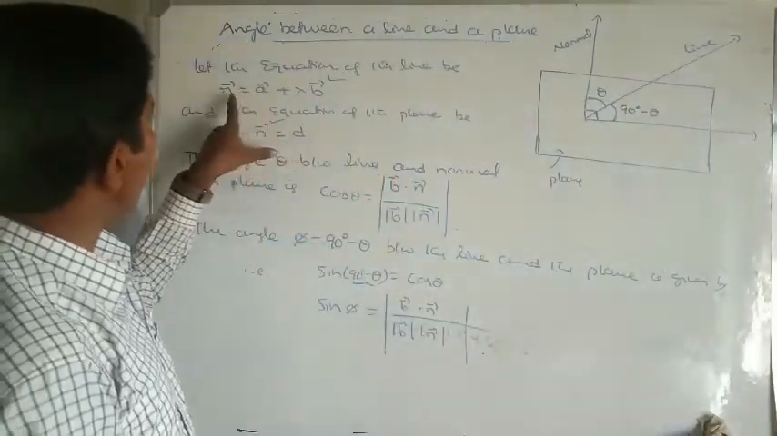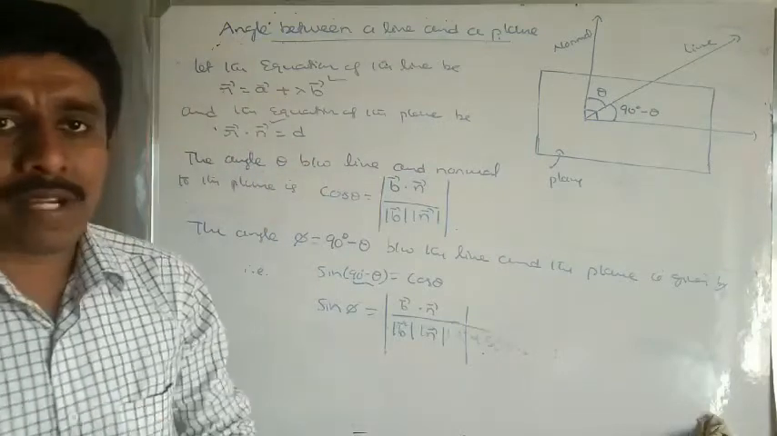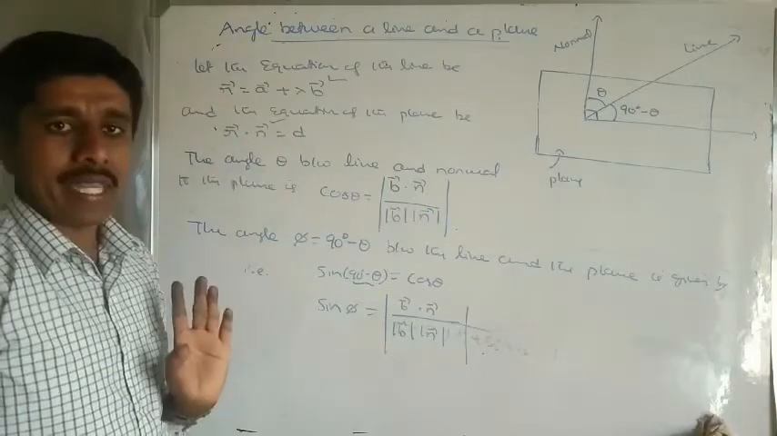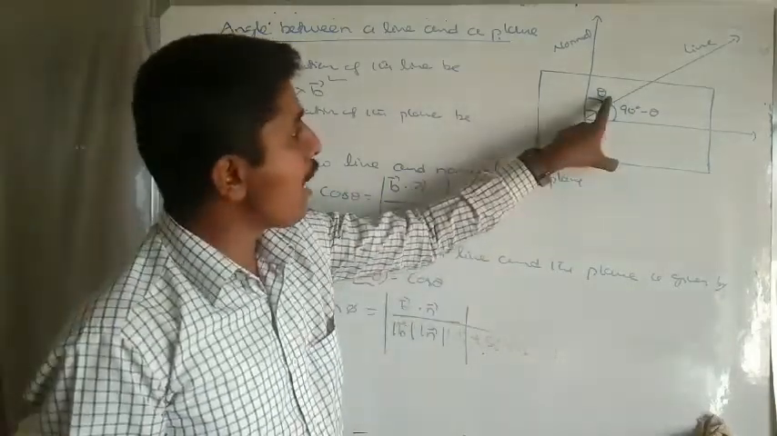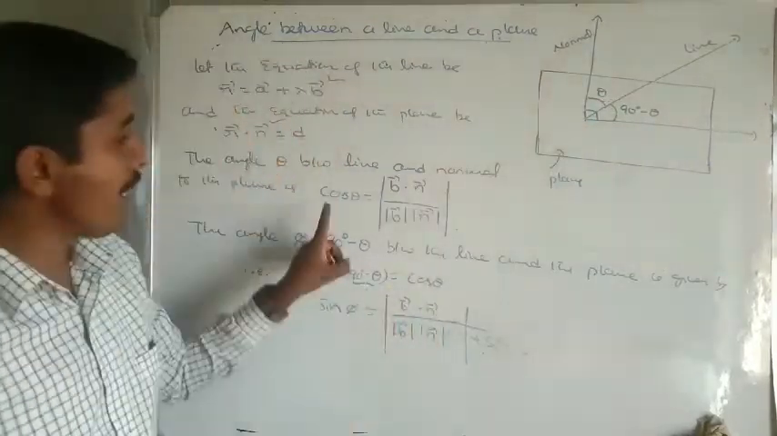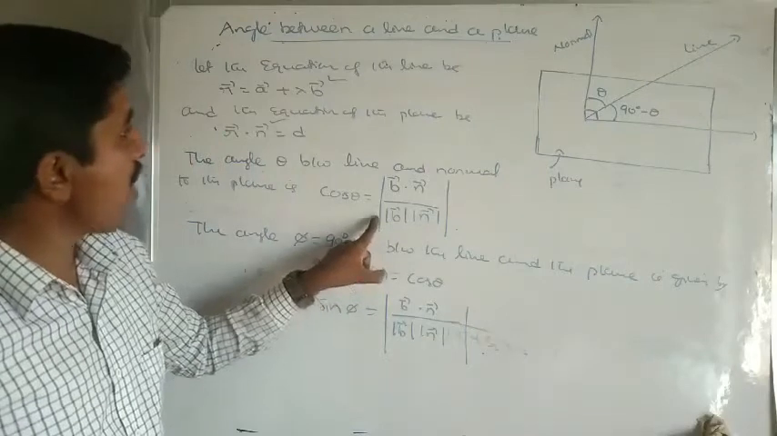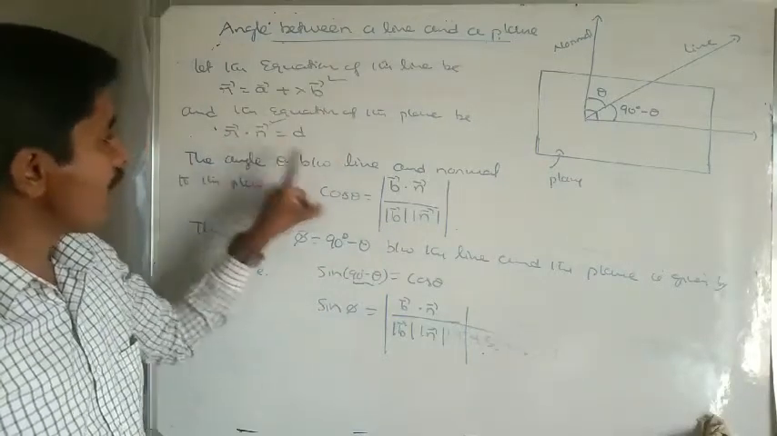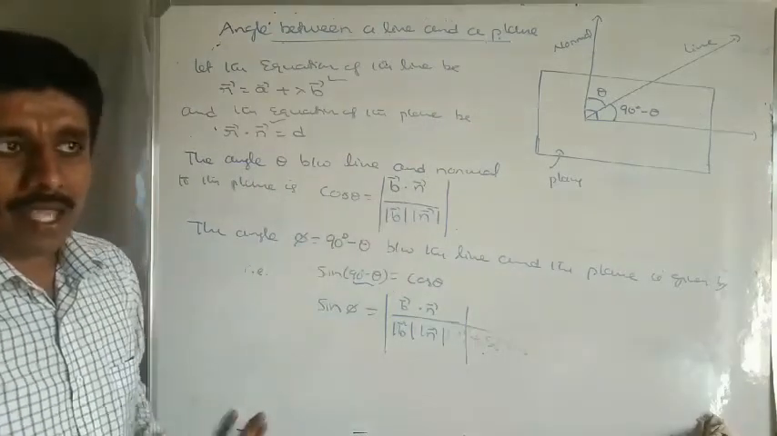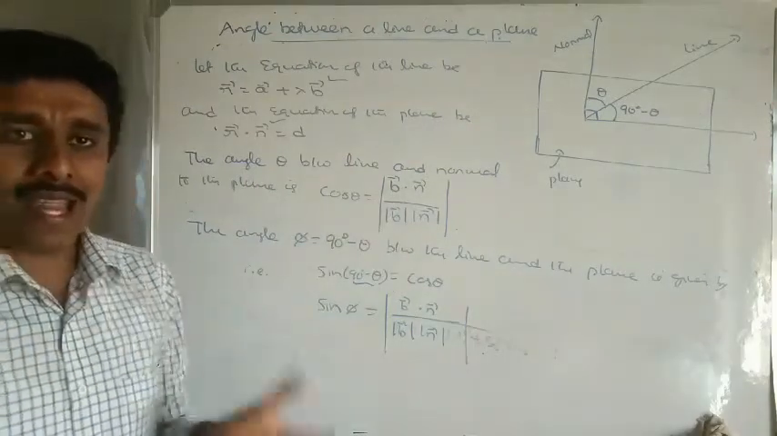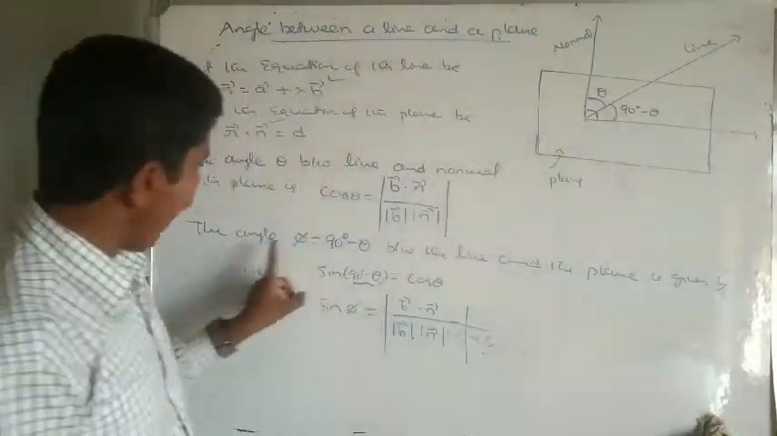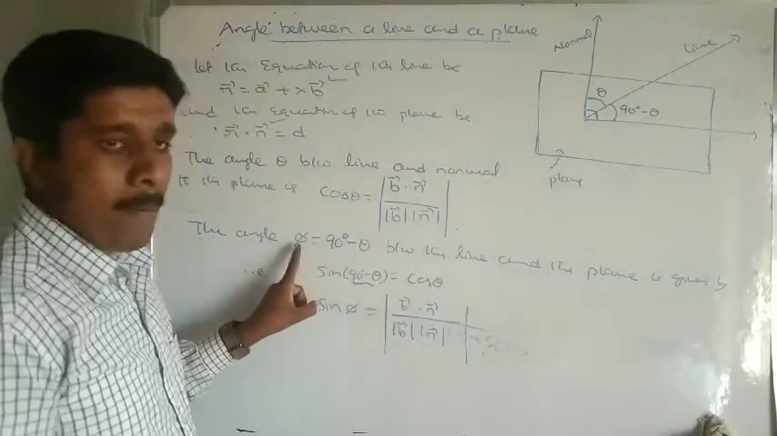Equation of the line: vector r is equal to vector a plus lambda vector b, and equation of the plane: vector r dot vector n is equal to d. Clearly here theta is the angle between the line and the normal to the plane, given by cos theta equal to modulus of vector b dot vector n divided by magnitude of vector b into magnitude of vector n. We are going to find the angle between a line and a plane. Here the angle is 90 minus theta, denoted by phi.